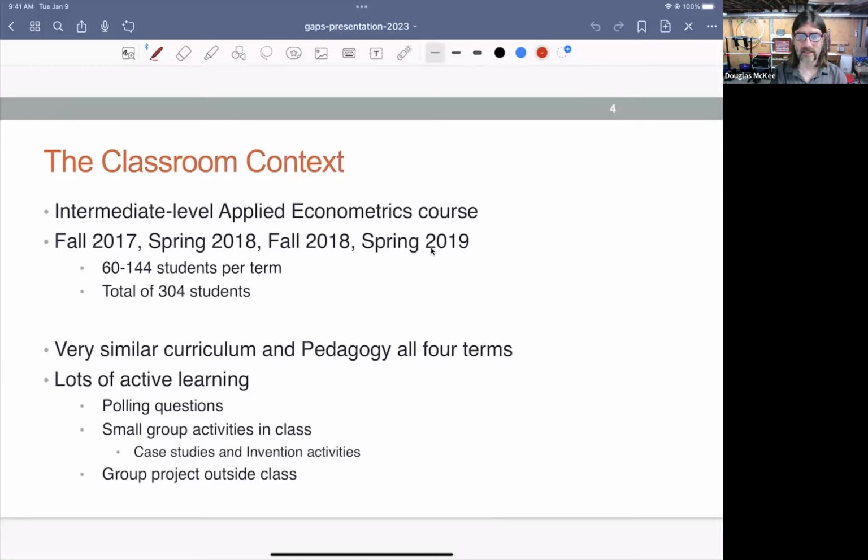The idea is that these activities prime them for future learning. They don't usually know how to solve the problem. The classic invention activity is to show people data on people throwing baseballs at targets and come up with a measure of how good the throws are. And so they come up with average distance.